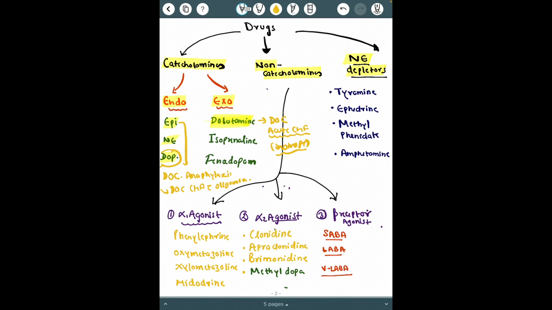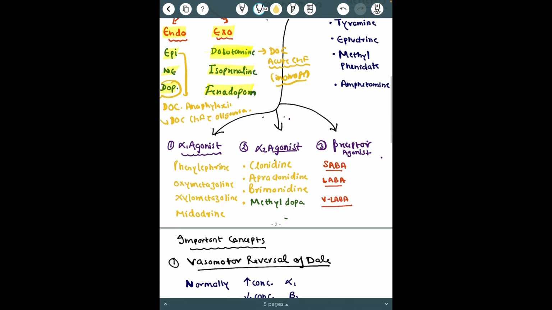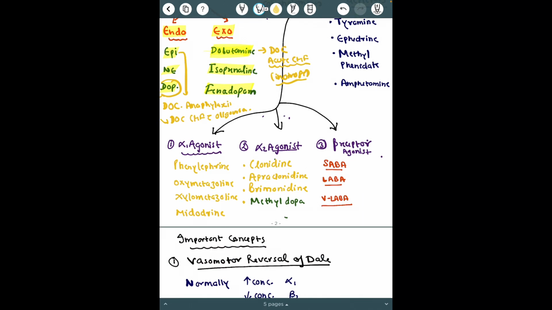Now other drugs in this category are isoprenaline and fenoldopam. Okay, so we have completed the catecholamines. Now we will see the non-catecholamine class of drugs. In the non-catecholamine class we have three categories: alpha 1 agonist, drugs which act on alpha 1 receptor; alpha 2 agonist, drugs which act on alpha 2 receptor; and the third is beta receptor agonist, which act on the beta receptors.